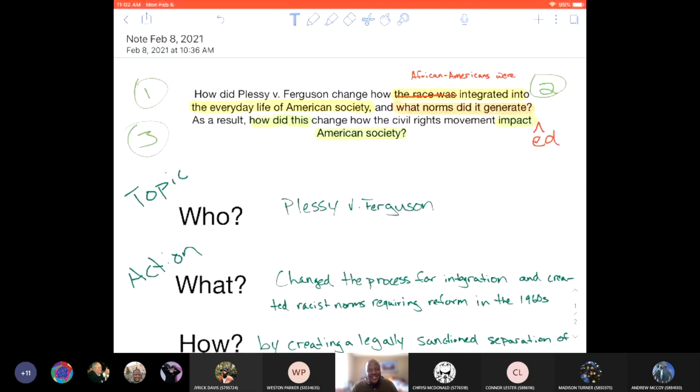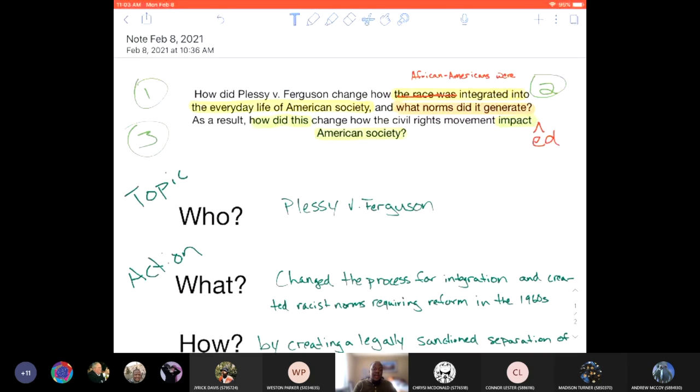How did Plessy v. Ferguson change how African Americans were integrated into the everyday life of American society, and what norms did it generate as a result? How did this change how the civil rights movement impacted American society? We've broken that down into its three parts. We've looked for the who, what, and how specifically. Remember, it always has to have those three, is what I'm telling you.